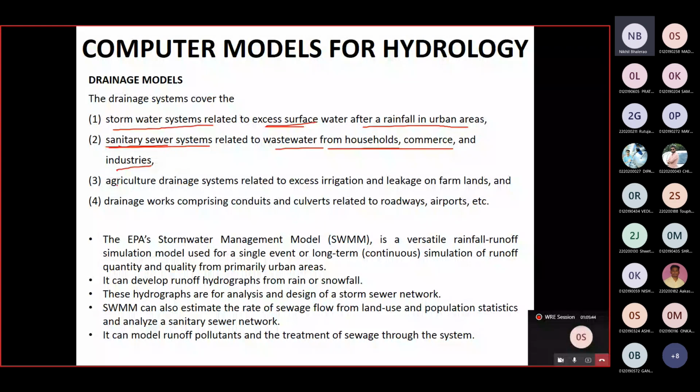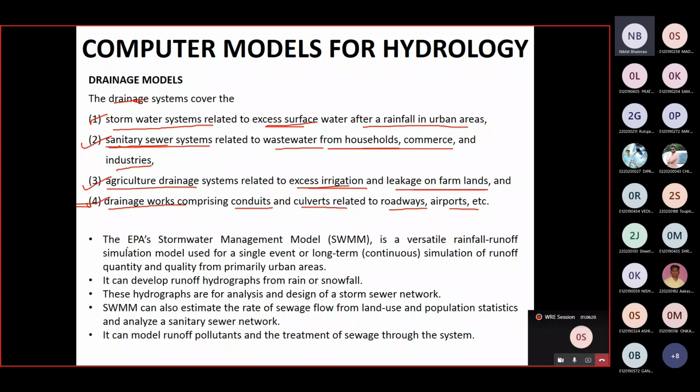Third, we are going to talk about the agricultural drainage system, which is related to the excess irrigation water and leakages from farmlands. The fourth drainage system is the drainage works comprising conduits or culverts related to roadways, airports, etc. So when we talk about drainage, it can be a stormwater drain, a sanitary drain, an agricultural drain, or a drainage comprising conduits, pipes or culverts.